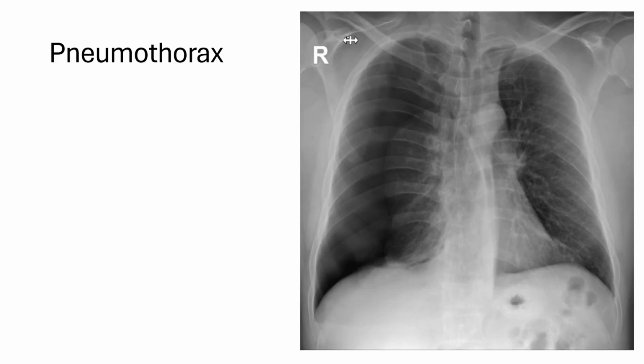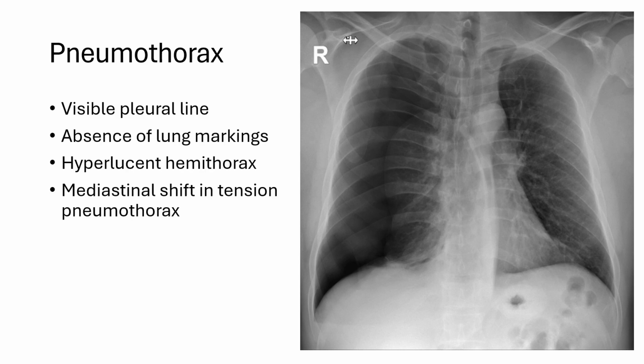Pneumothorax refers to the presence of air within the pleural space, and this will lead to collapse of the adjacent lung. What we can see is a visible pleural line, that is the visceral pleural line, and absence of lung markings. As we can see, we can compare right and left sides. These are the vascular markings on the left lung, whereas there are absent vascular markings on the right, and a hyperlucent hemithorax. We can compare that this hemithorax is more lucent than the left side.